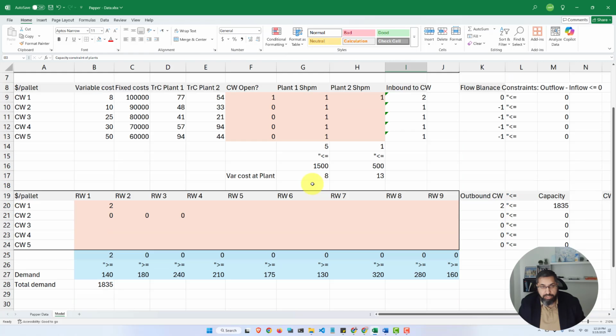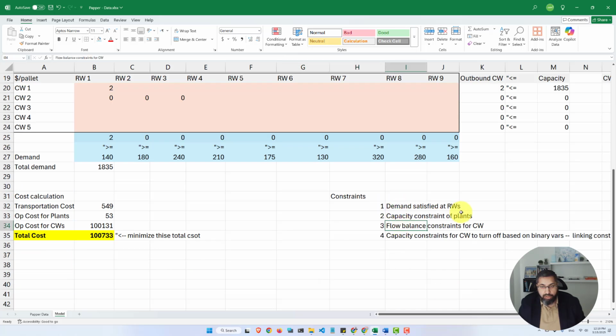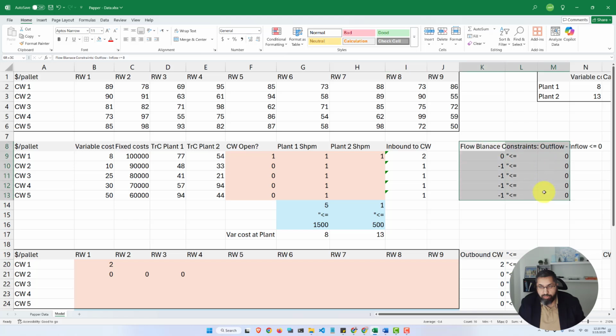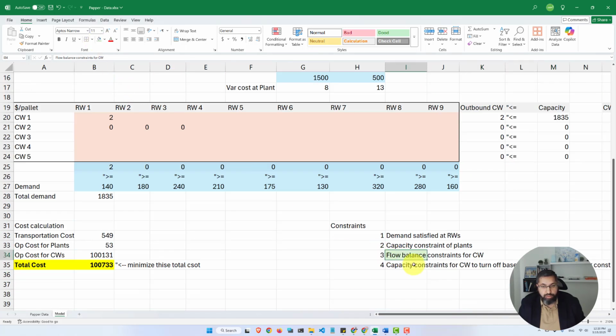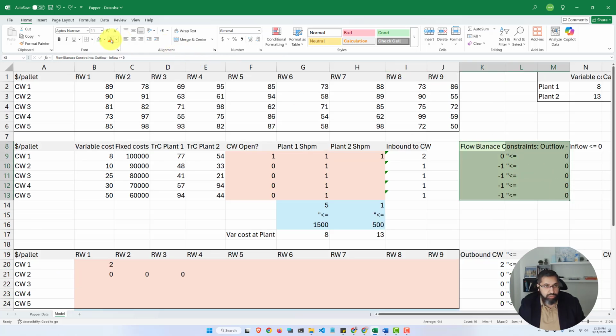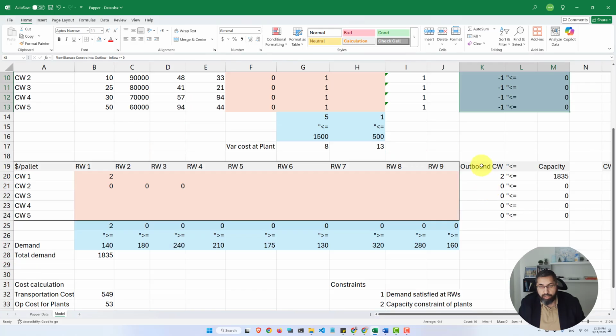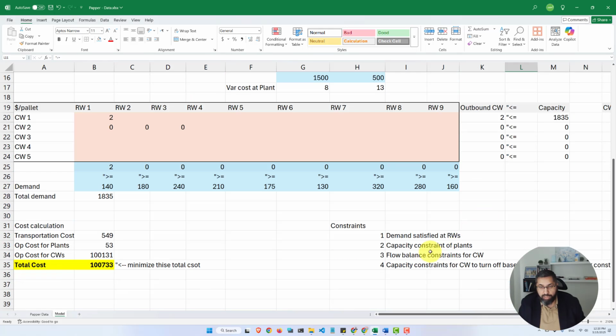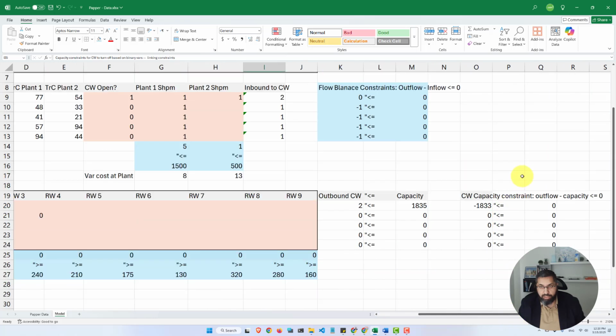Then capacity constraints of plants are right here. So total going out has to be less than equal to capacity. Okay. Then flow balance constraints are right here. Okay. Let me color them green. These two. Just to show that these, actually let's keep the same color. Blue for constraints just to be consistent. Okay, and then that's my flow balance, and my linking constraints to manage capacity of the central warehouses, turn it off if they're not open, are right here.